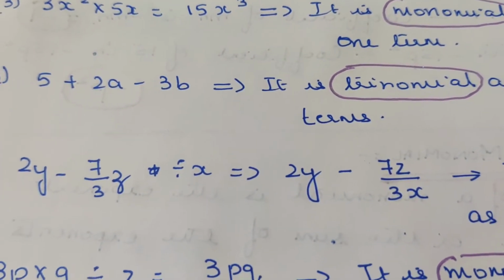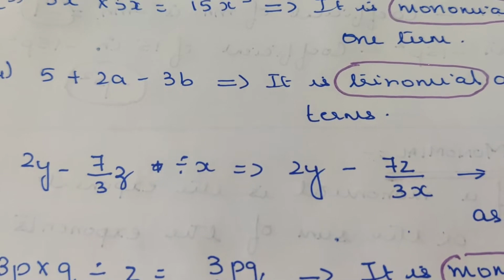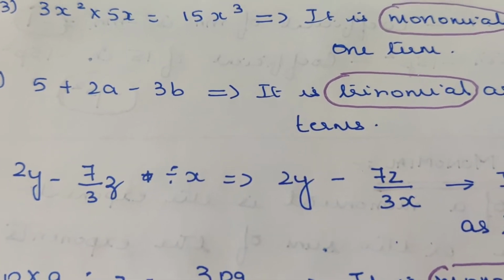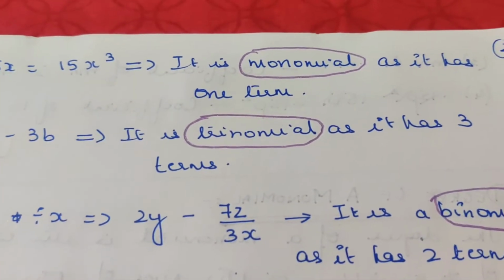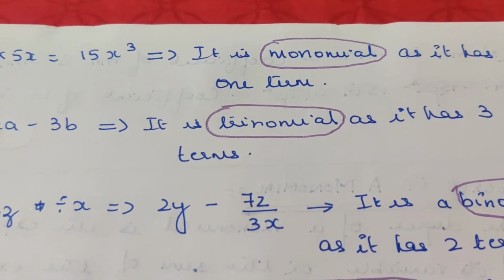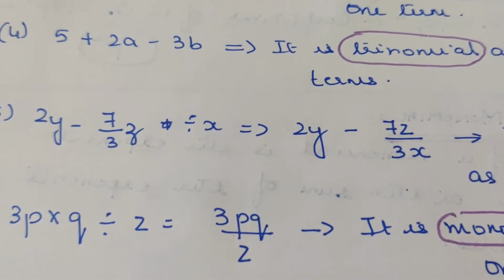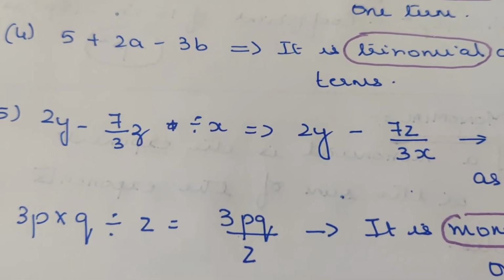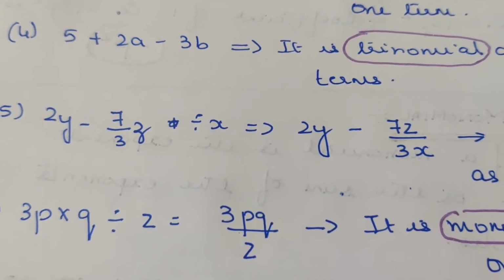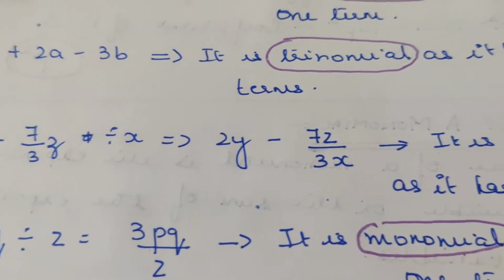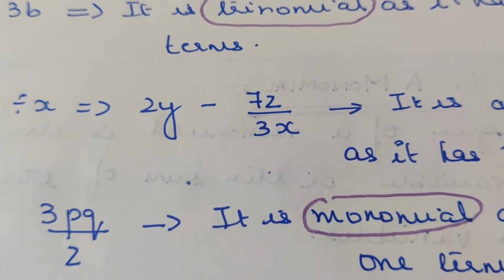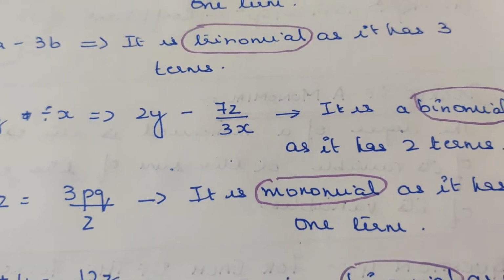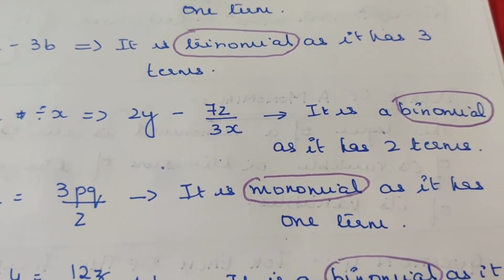Next you have 5 plus 2a minus 3b. So this becomes a trinomial because you have 3 terms. Hope it is clear. Now you have 2y minus 7 by 3z divided by x. So this expression becomes 2y minus 7z by 3x. It has 2 terms. So this is binomial.